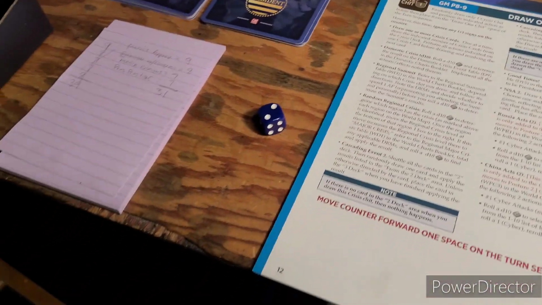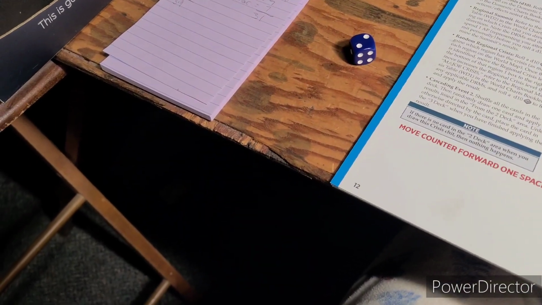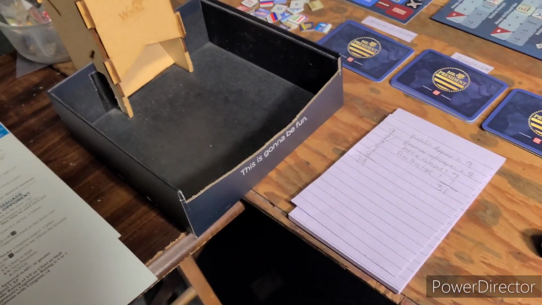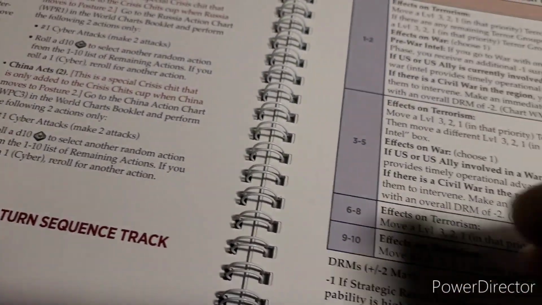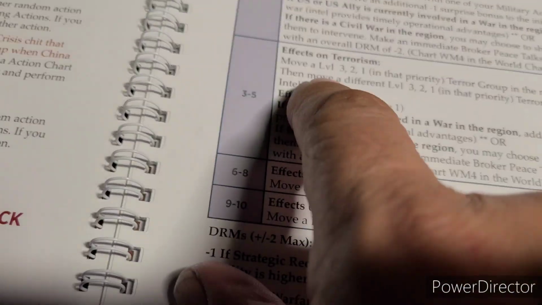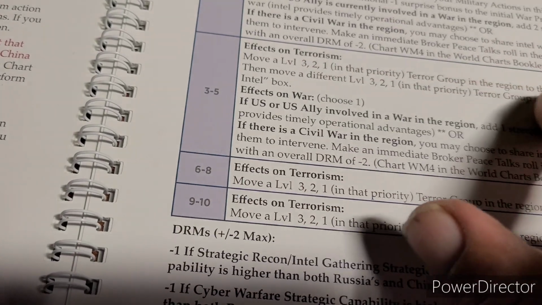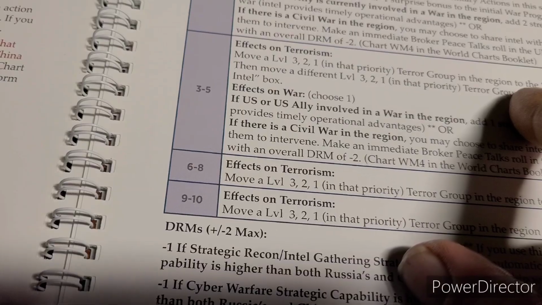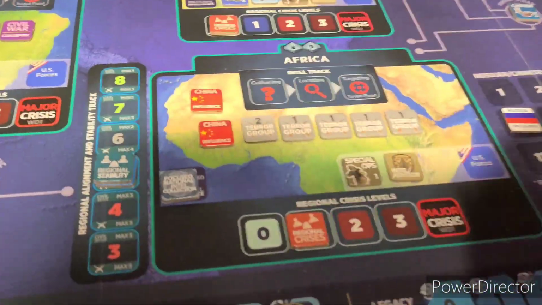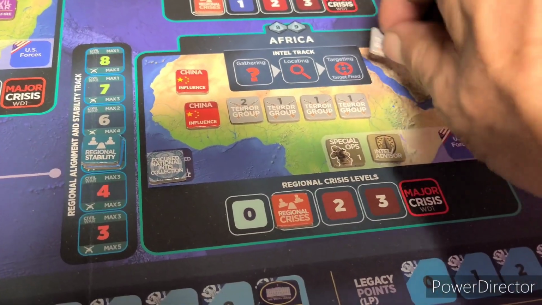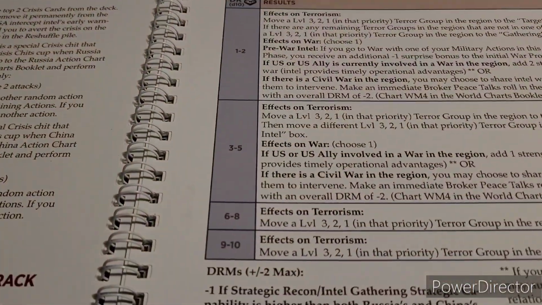Like I said, I was looking for a low number. Let's see what it goes on there. -1 with a 5. So we're going to 4, 3 through 5. Move a level 3 to 1 or target group in the region to the locating box, and it helps. So let me see, in Africa, we don't have any high priority ones, so let's put this one here in the locating. There you go.